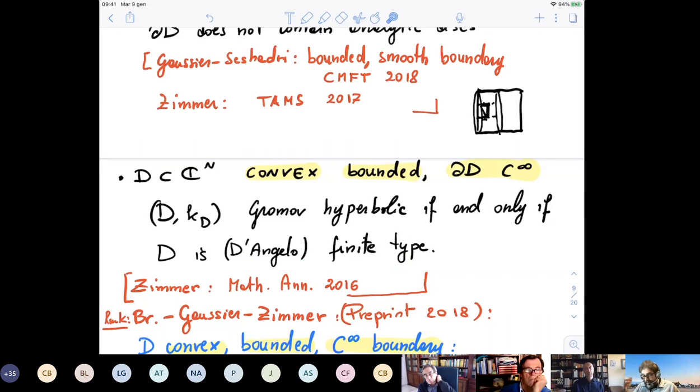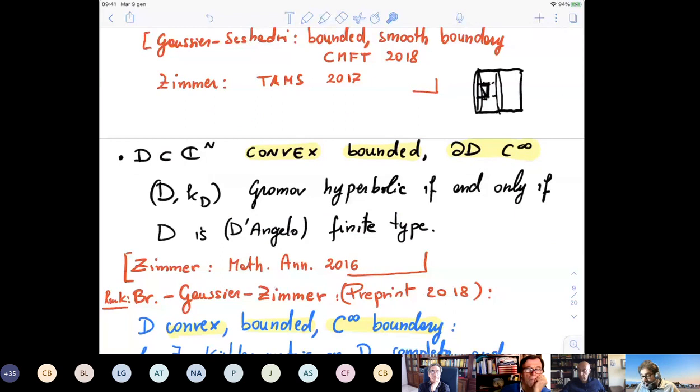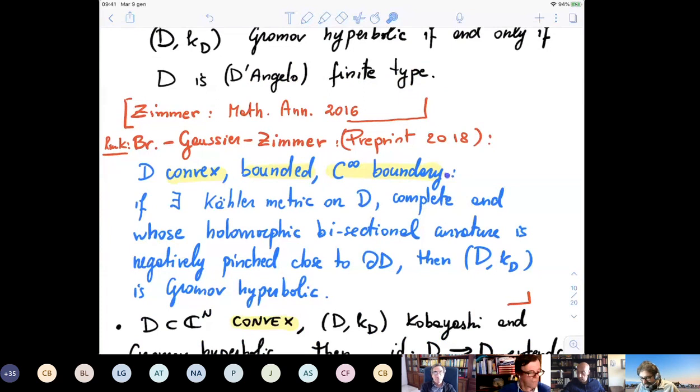So this Andy's result, which you see is a kind of generalization of this result. Here, convexity, with no boundedness and no regularity on the boundary, just forces not to have analytic disks. But as soon as you have a smooth boundary, then you can use a scaling property. And using this scaling property, if you have a point of infinite type, you can create a bidisk, and then you get in trouble. Using this kind of argument, it's not completely direct, but maybe it's good to mention this result here.